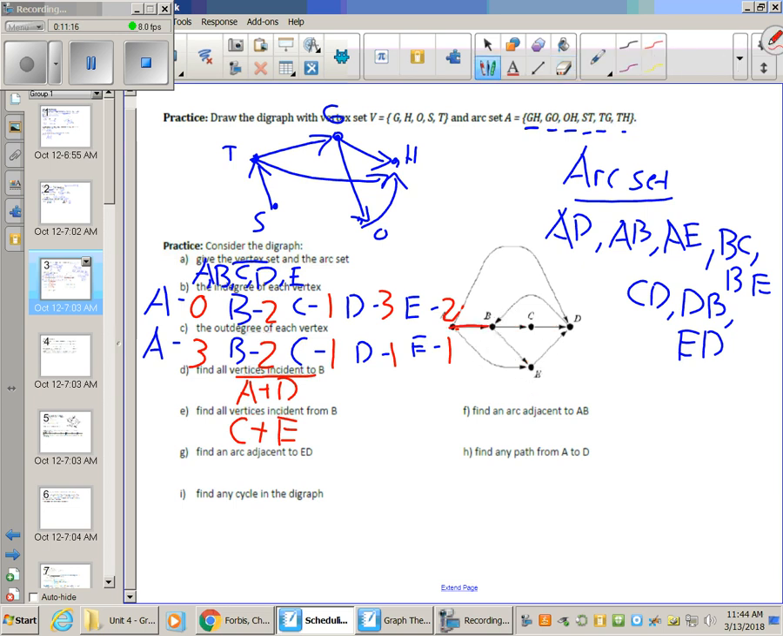All right, what about an arc that is adjacent to AB? Okay, here is AB. Well, in order for it to be adjacent, remember that it has to start where that arc ends. So it has to start with a B. That could be BC or BE. It's up to you. What about an arc adjacent to ED in example G? All right, remember that has to start where ED ends. Here is ED. There is only one arc that starts where that ends, and that is DB.